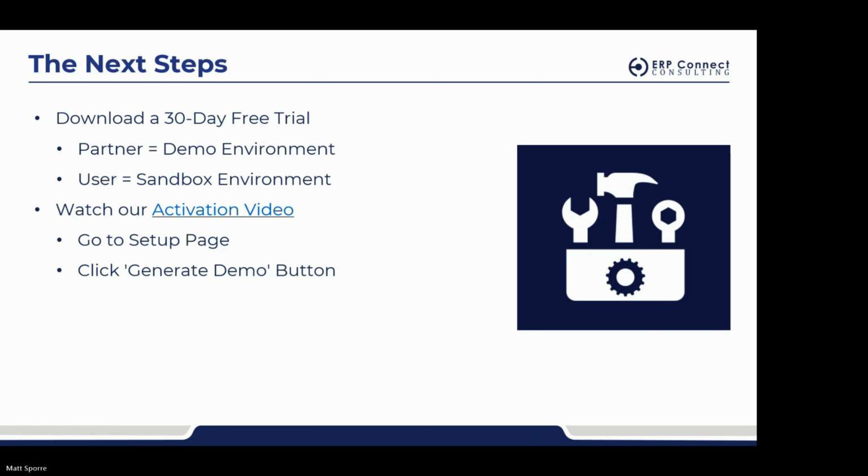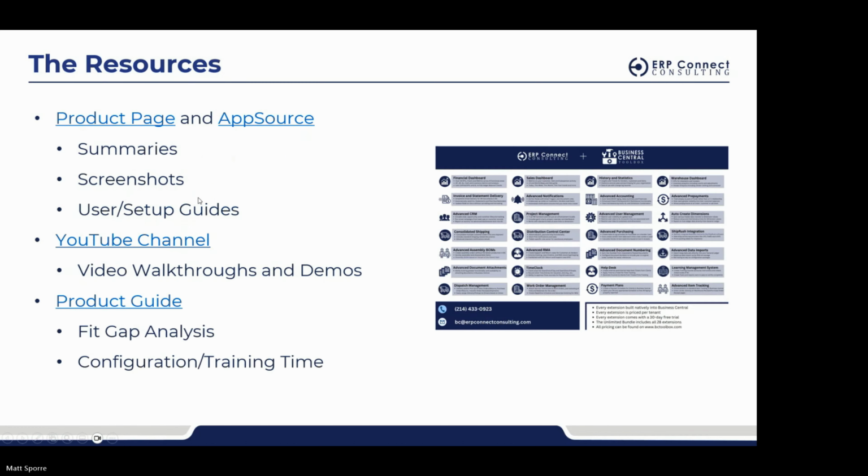Outside of the next steps, I want to talk a little more about the resources available to you. Our product page is the source of truth, so it has every listing that we have. We're just shy of 30 apps right now on AppSource, so you can also find them there. Between our product page and AppSource, you'll find similar information: summaries of the product listings, use cases, setup guides, screenshots, videos, all that jazz.